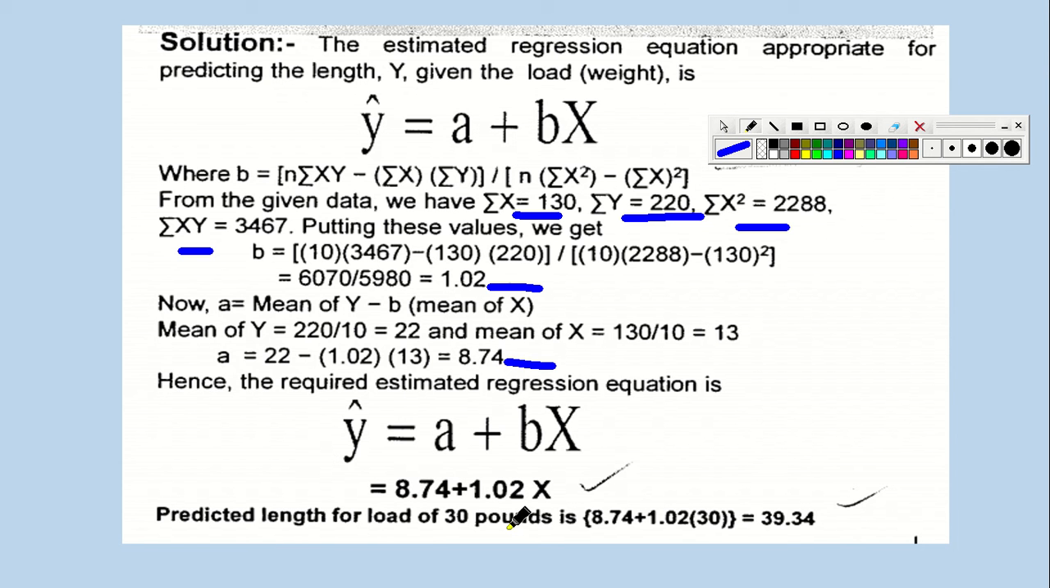Predicted length for a load of 30 pounds is 8.74 plus 1.02 multiplied by 30 is equal to 39. तो ये हमारे पास आंसर आ गया.